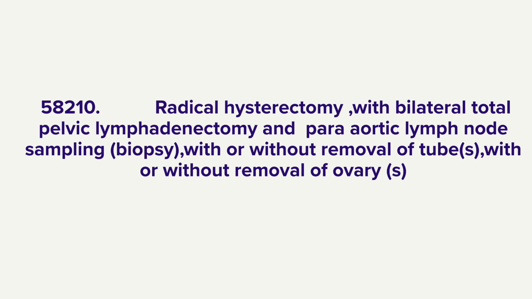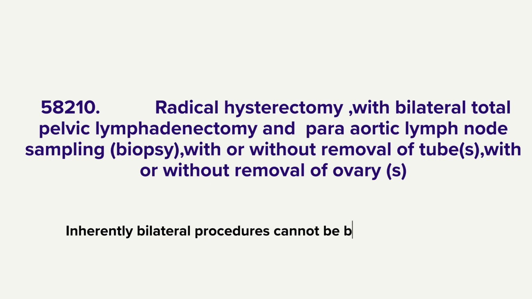CPT 58210, radical hysterectomy with bilateral total pelvic lymphadenectomy and para-aortic lymph node sampling, with or without removal of tube, with or without removal of ovaries. This procedure code also cannot be billed as a bilateral procedure. These procedures are considered inherently bilateral, which means the code descriptor specifically includes bilateral body parts. In this example, the code descriptor includes bilateral lymph nodes and, depending upon the extent of the procedure, may include fallopian tubes and ovaries.